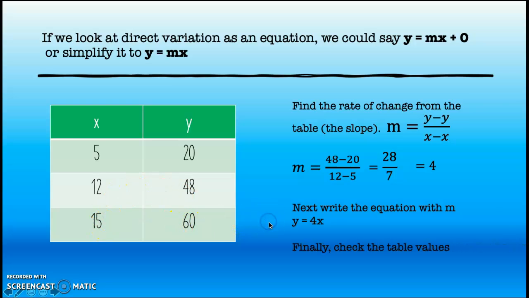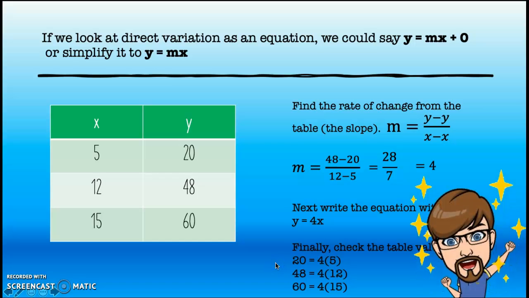So my first one, okay, I got to check them. So my y was 20 when my x was 5. So does this work? Is this true? 4 times 5? Yeah, that's 20. Okay, that one's good. Let's try the next one. When x was 12, y was 48, right? And that's true. 4 times 12 is 48. So let's try the last one. So we got 4 times 15. Does that equal 60? It does. So there we go, right? All right, so that is direct variation for that table.